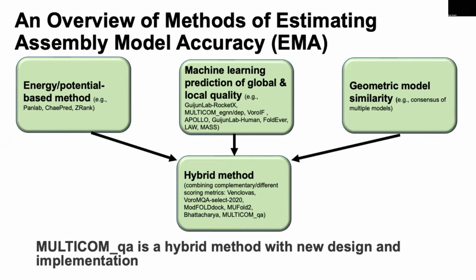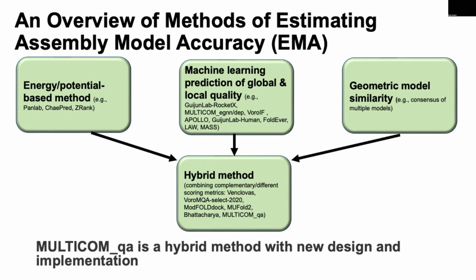To answer Gabriel's question about what's the difference between our method and other methods, as others have presented, I'd like to briefly overview what I have seen in this CASP. I see 4 different kinds of methods. One is energy and potential-based methods, which basically try to calculate the energy and the potentials of complex models, then evaluate the quality. I see more and more methods using machine learning to predict the global and the local quality of assembly models. I also see some methods use a geometric similarity between models to assess their quality. And finally, there are methods that combine these scoring metrics in order to improve quality assessment.